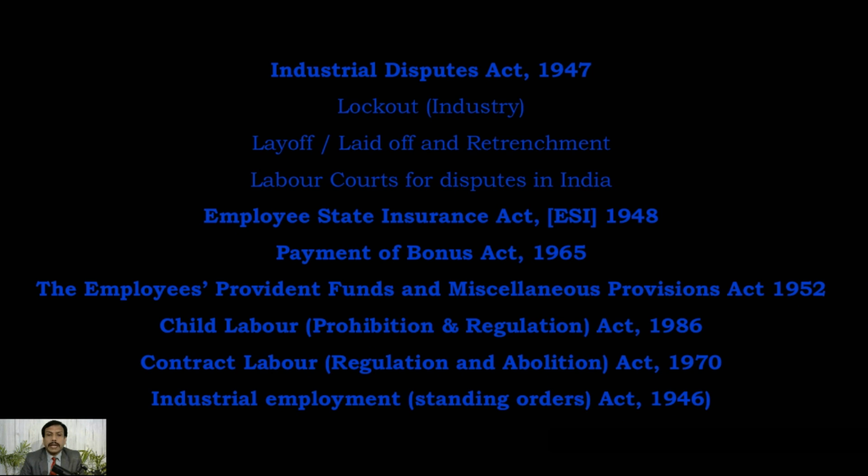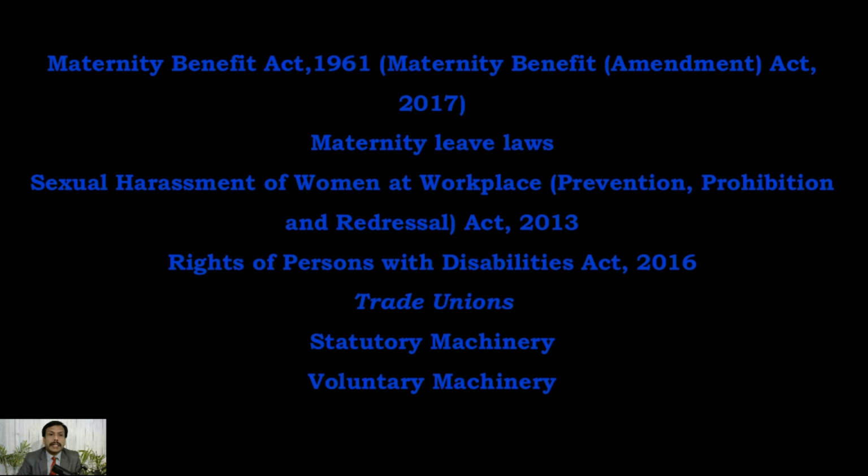Next we will discuss child labor prohibition and regulations. We will also discuss contract labor, its importance, what the Contract Labour Act is, its applicability and eligibility, and who can employ a contractor. Next we will discuss the industrial employment standing orders and their importance in industry. Maternity Benefit Act 1961 and Maternity Benefit Amendment Act 2017: we will discuss what maternity benefits are, their importance in industry, and the role of government or factories.